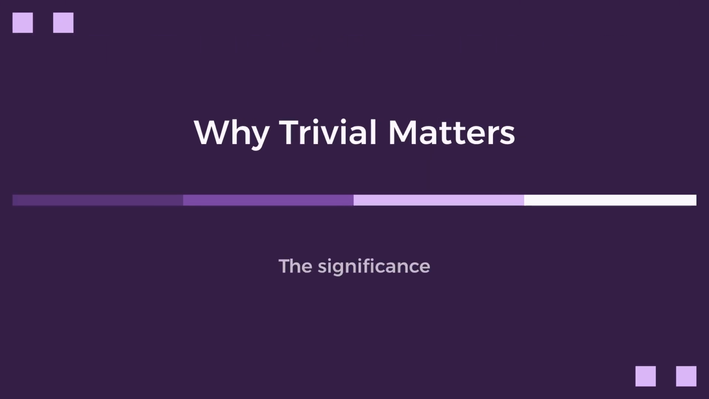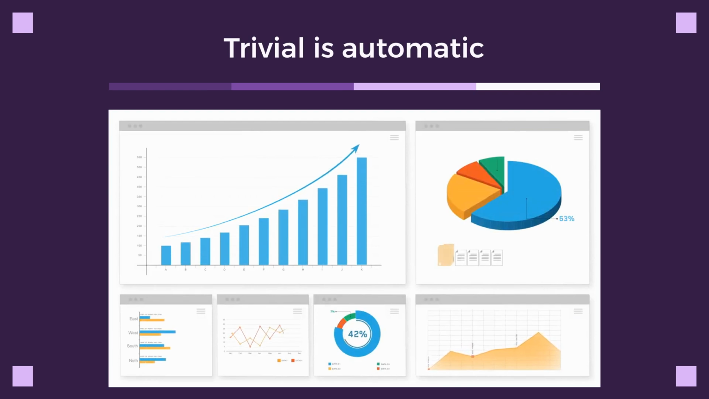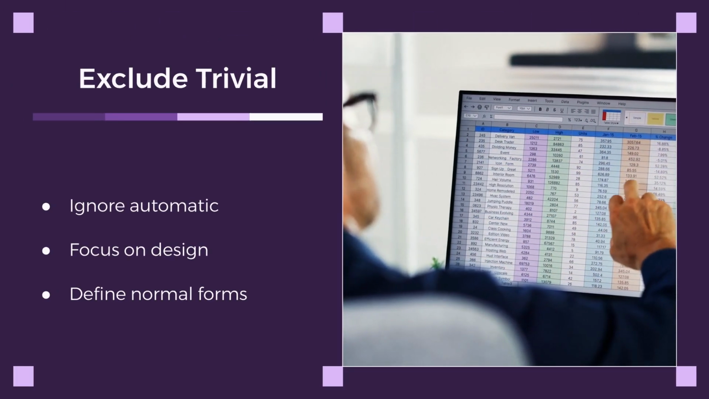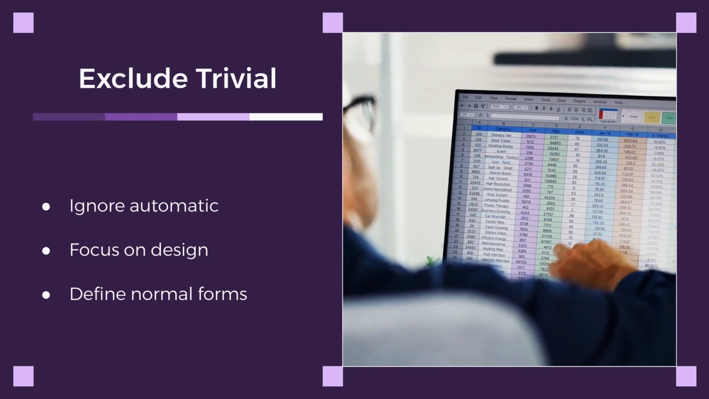But why do we care about labeling these dependencies as trivial? It relates directly to meaningful database design. Since trivial dependencies are mathematically automatic, they don't provide valuable, non-obvious information about your database structure. That's why they must be excluded when we are defining normal forms. We only want to focus on meaningful design information.